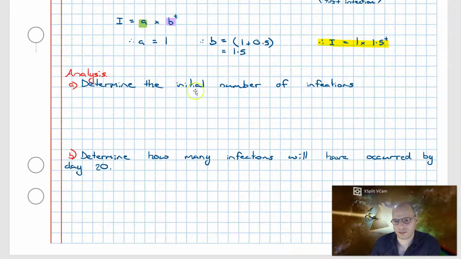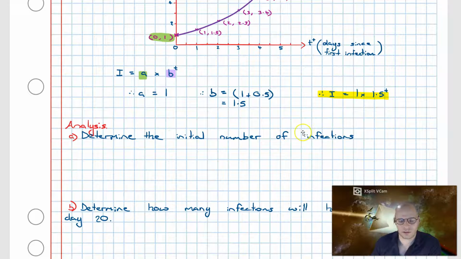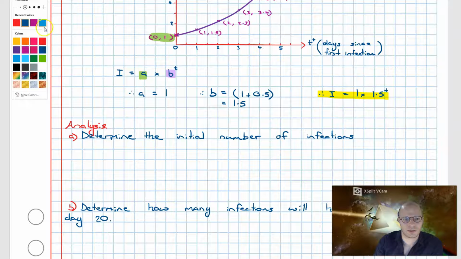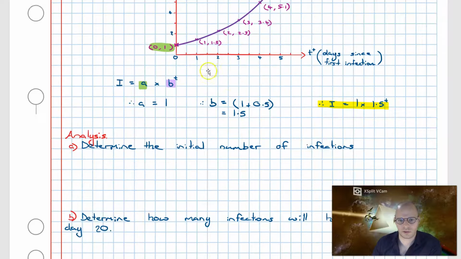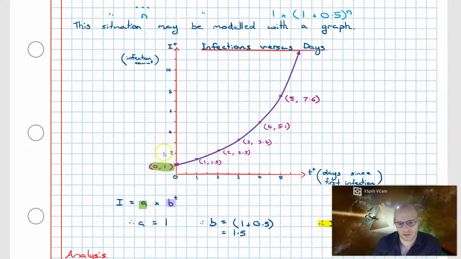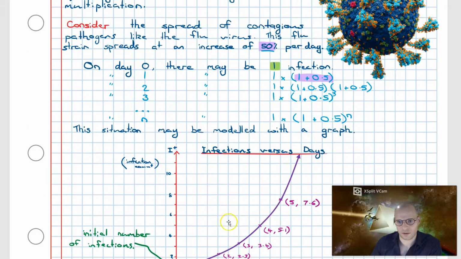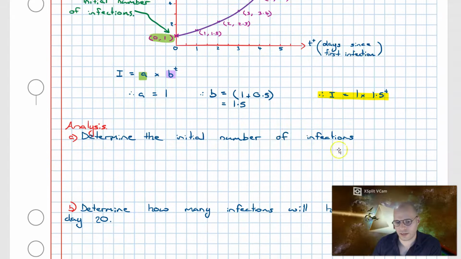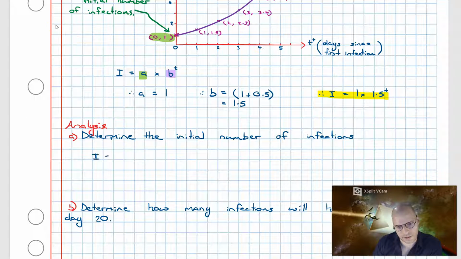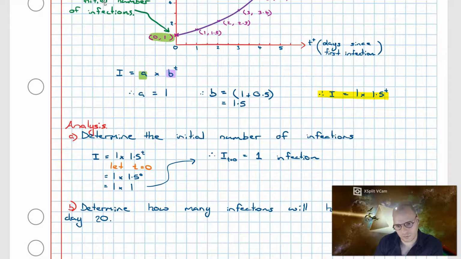So part A, determine the initial number of infections. Now the way in which we determine the initial number is we look at our graph. So our initial number of infections occurs here. Or we can have a look up here and it tells us this is our initial number of infections. Or we can do it algebraically. We can say I equals 1 multiplied by 1.5 to the power of T. Then we can say let T equal 0. Therefore we're going to get a value of 1. So 1 infection on day 0.